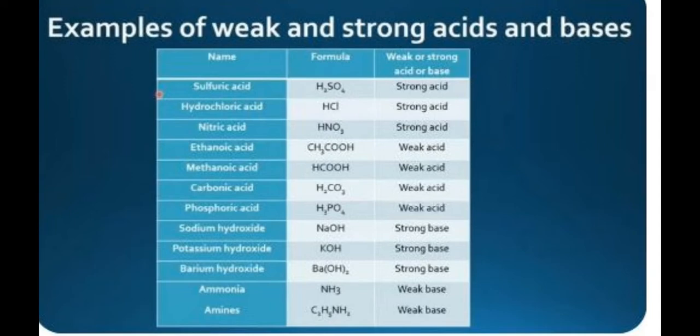Okay, examples of the strong acids and bases. Sulfuric acid, as I said, is in the car. In the battery of the car, they use sulfuric acid. Hydrochloric acid, you can buy this acid to clean your toilet. Nitric acid is not much in use but okay, it's also a very strong acid.